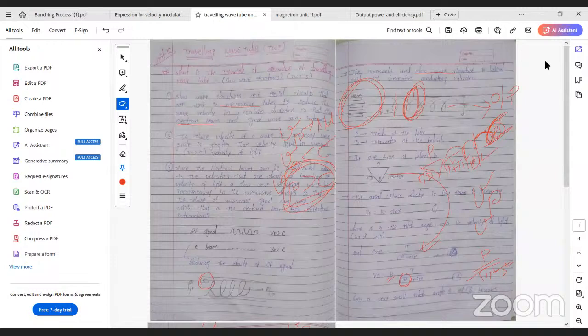So the traveling wave tube is completed. In the last class we completed the two cavity klystron, and one is left. Another essay question we can expect is on the magnetron. Either two out of three, we can guess any one as an essay question. The magnetron question will be asked like this: explain the working of the magnetron oscillator. The next topic is the working of the magnetron oscillator.